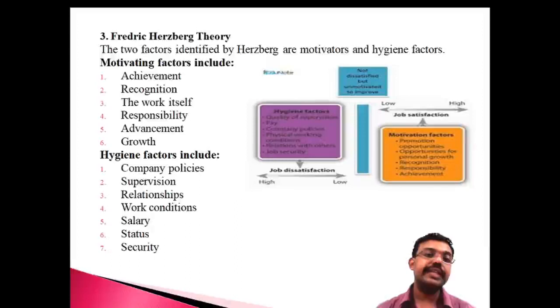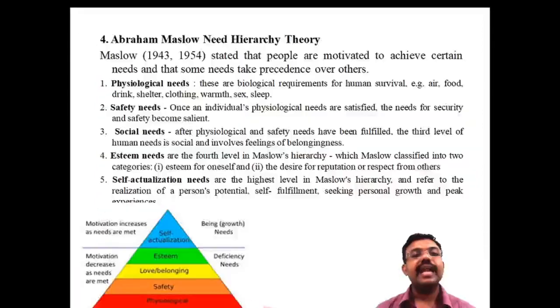So Frederick Herzberg suggests two important factors, one is the motivation factor and the other is the hygiene factor. The motivation factor is a part of job satisfaction, and the hygiene factor is related with job dissatisfaction. Okay, so those are the two important elements, job satisfaction and job dissatisfaction, relating with the motivation and the hygiene factor. Okay, and the last important theory is the Maslow Need Hierarchy theory.